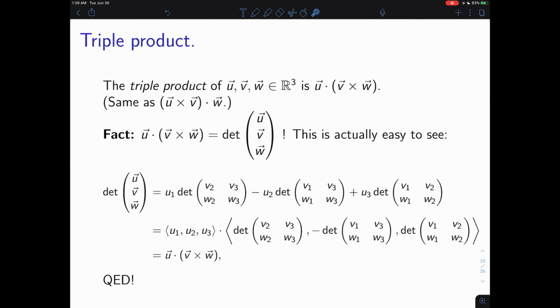U1, U2, U3 dot product with, well, a kind of crazy vector, which is a determinant minus this other determinant, and then the third determinant. So that's U, and it's being dotted with this kind of crazy vector. Now I'm going to skip a step, but if you write this out, that crazy vector is just V cross W. So that's U dot V cross W. And that's what I was saying, that this 3x3 determinant is the same thing as U dot V cross W.